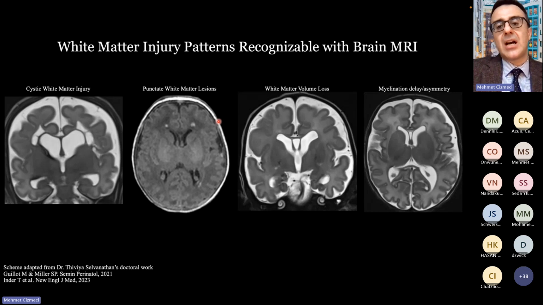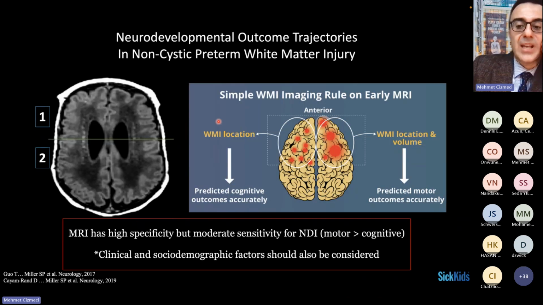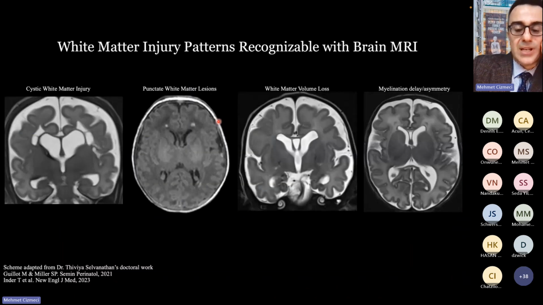But sometimes, without the accompaniment of a hemorrhagic or an ischemic brain injury, we can see findings of dysmaturation in these babies' brains, with white matter volume loss or myelination delay with some asymmetrical myelin development. So these are the neuroimaging correlates that we can see in preterm infants with or without brain injury.